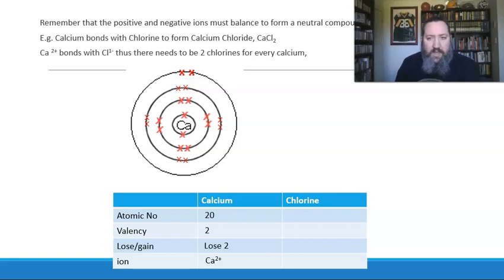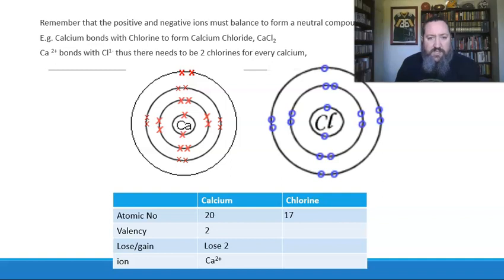Chlorine, atomic number of 17. 17 electrons there. That's a valency of 7. 7 electrons in the outside shell. Same as fluorine that we saw previously. It's going to try and gain 1, which will make it a Cl- ion.